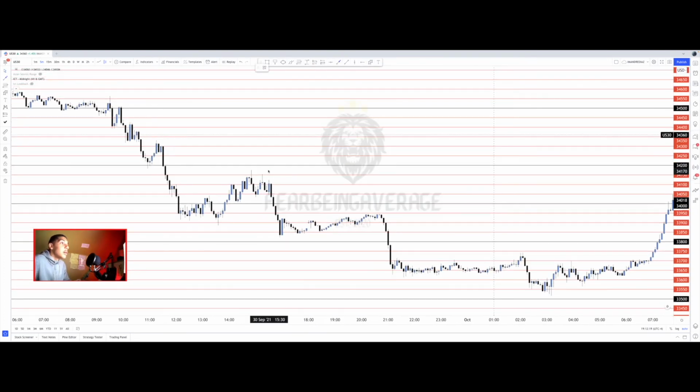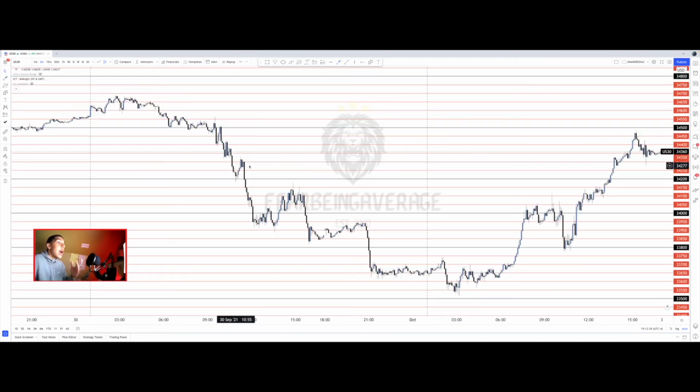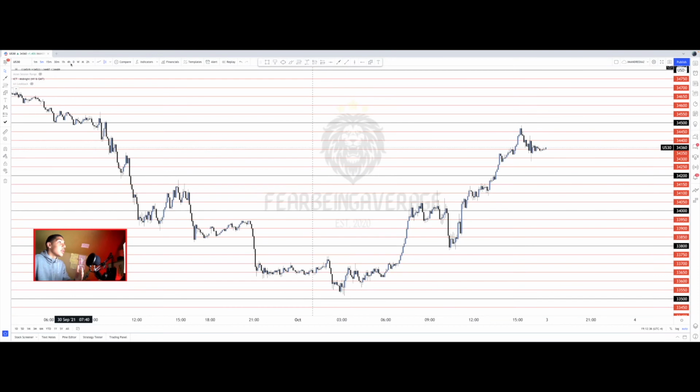You can see price respects these levels. You can see how well they respect these levels. These aren't just random levels. You can see how well they respect it, use it as support, resistance, consolidate in these levels, have reactions, they target these areas. And you can see how well you could potentially look for trades off of these levels.